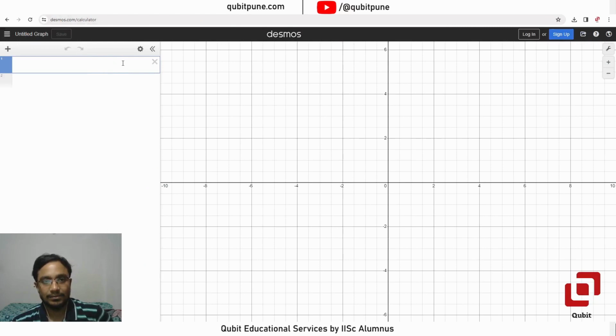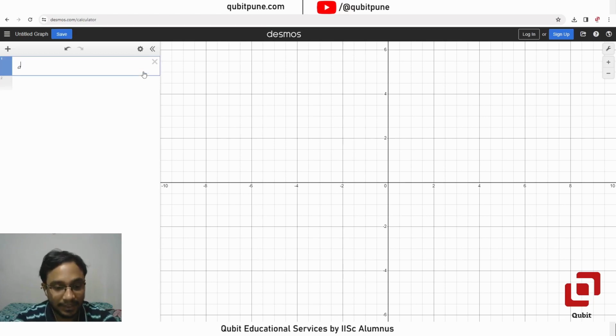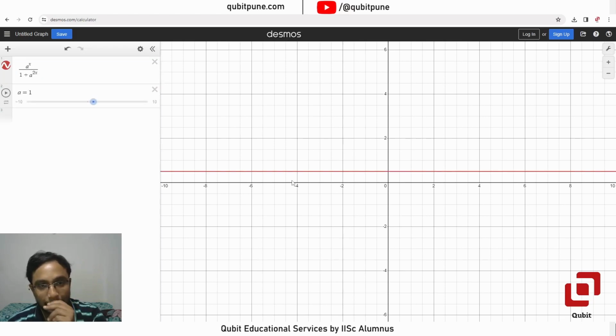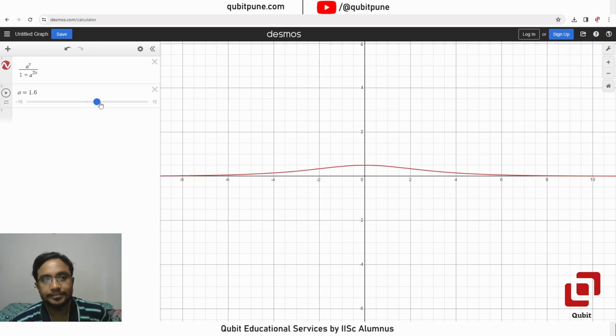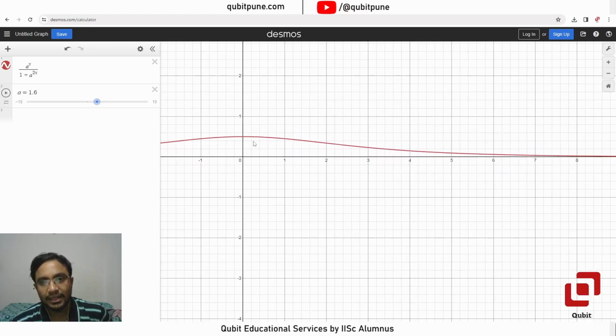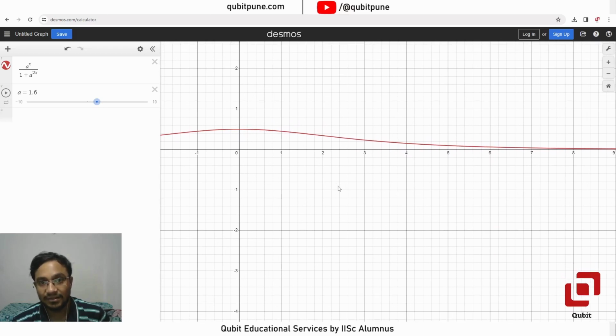Okay, so this is our grapher. We would like to choose first a. First type the function: a raised to x upon 1 plus a raised to 2x. So here x is now playing the role of n. And as expected, when a is 1, then it is a horizontal line. Now first let's take the values which are greater than 1. What do you see happening? You see that the function starts decreasing.